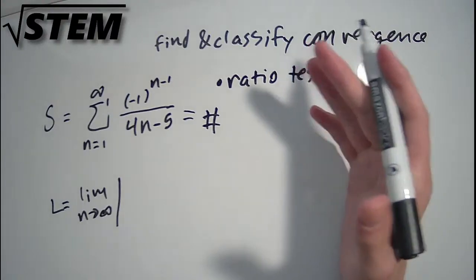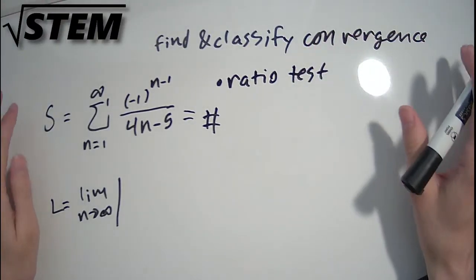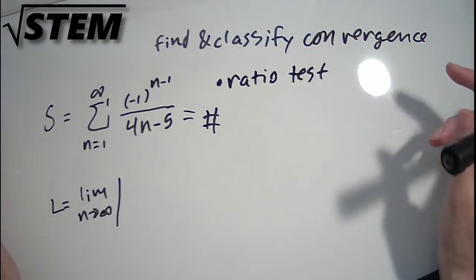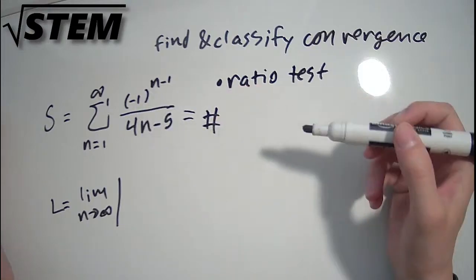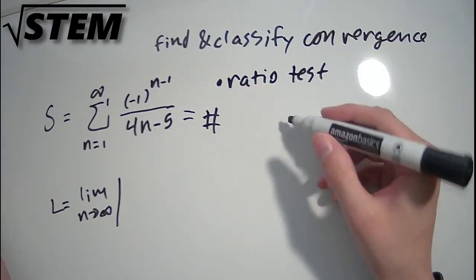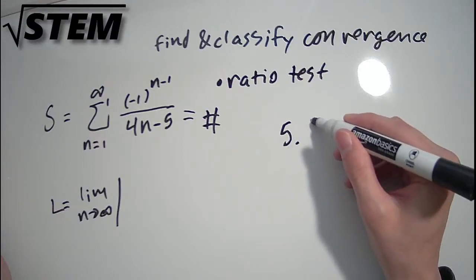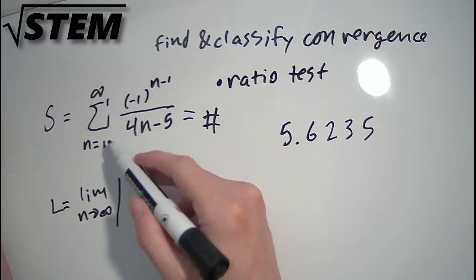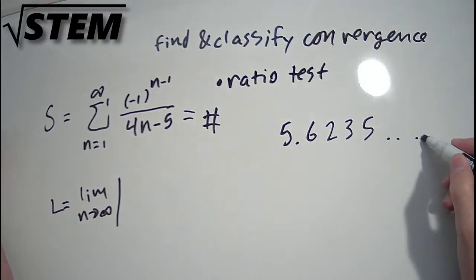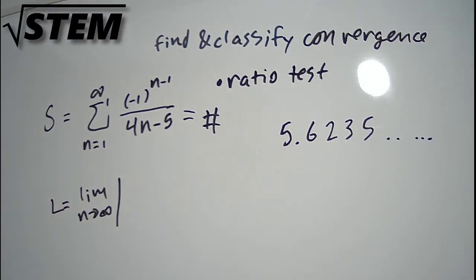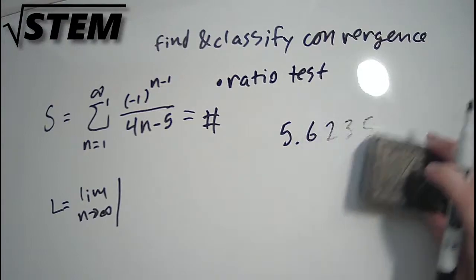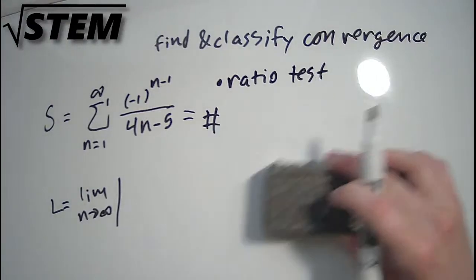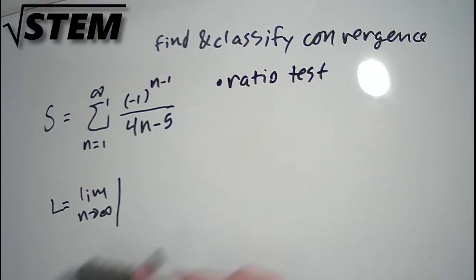Probably if we had a calculator or some computer code to just evaluate term by term, we could find, for example, maybe it equals like 5.6235, and the more terms we evaluate, we would get more and more decimal places of precision. But I don't think there's a mathematical way that we can just find the number it equals.